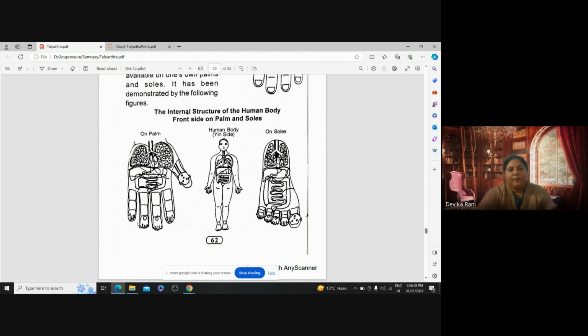It would become again opposite in the left hand. In the left hand, this would become the left leg and this would become the left hand, whereas this would become the right leg and this would become the right hand. Are we clear? Yes, ma'am.